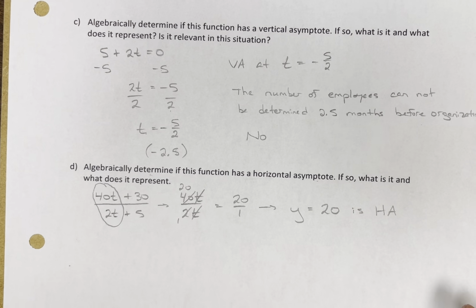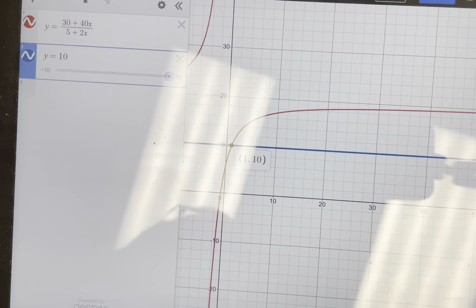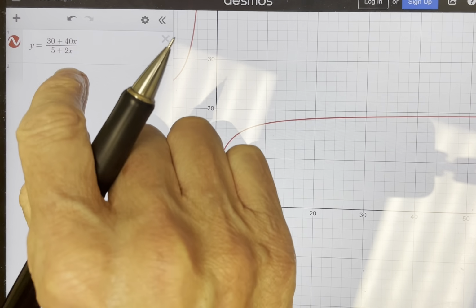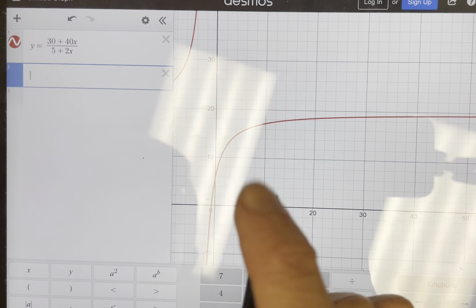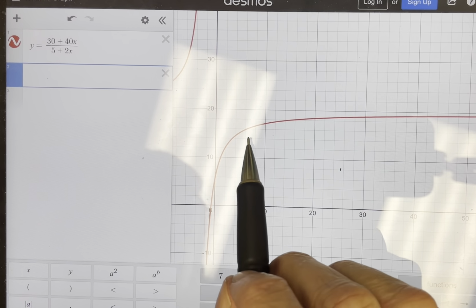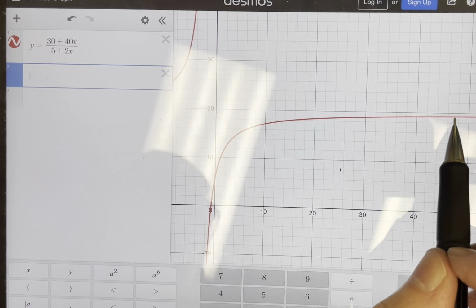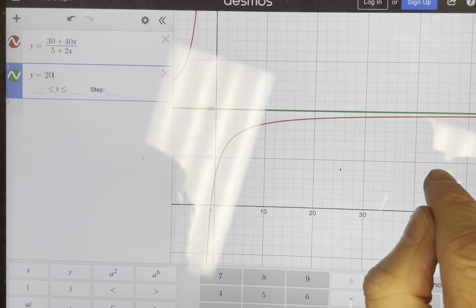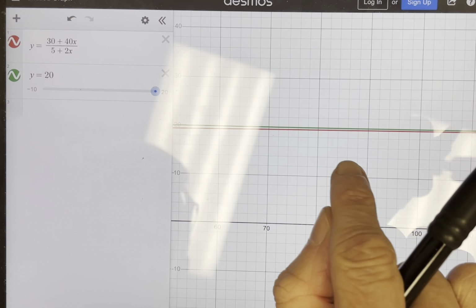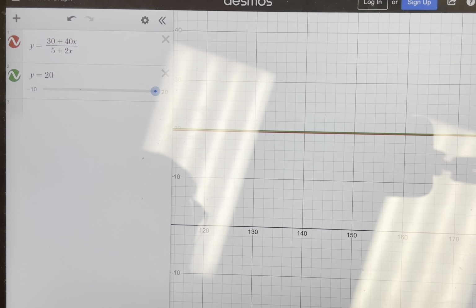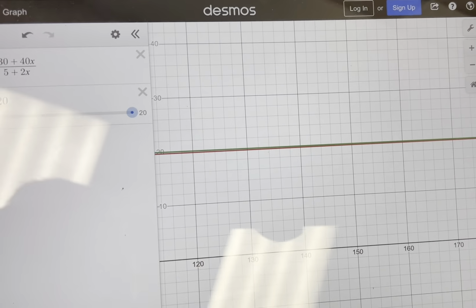Let's take a look at that on the graph before we answer the rest of the question. Here's my graph, and I want to have y equals 20. You can already see it here because here's 20. You can see the graph getting closer and closer to 20 as it goes to the right. There's my horizontal asymptote. As I go to the right, I'm getting closer and closer. I will never touch it, however, because it's an asymptote.